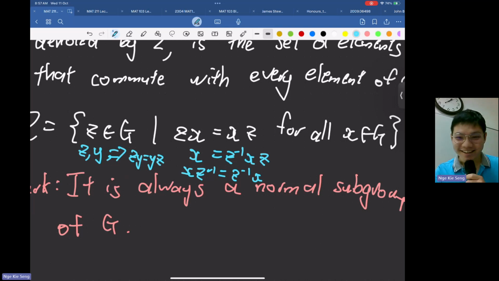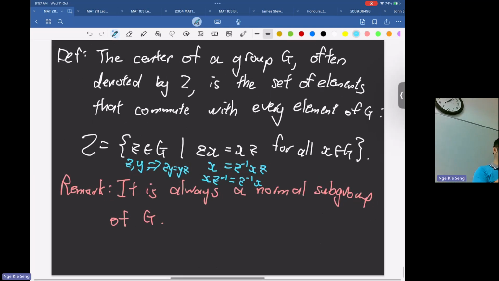Sometimes what I say has several meanings, depending on how you listen. One element is easy to commute, right? I only need to commute with myself. But if the center has more elements, then they have to commute within themselves.